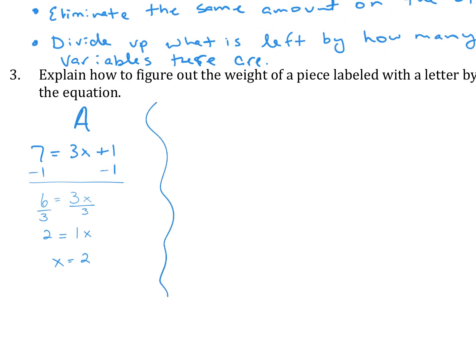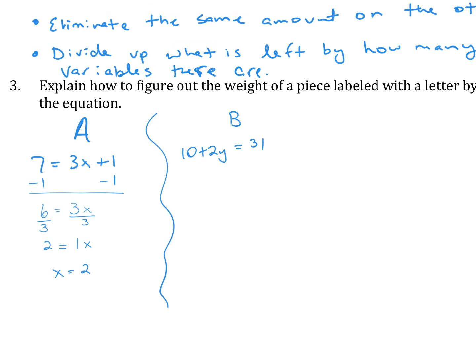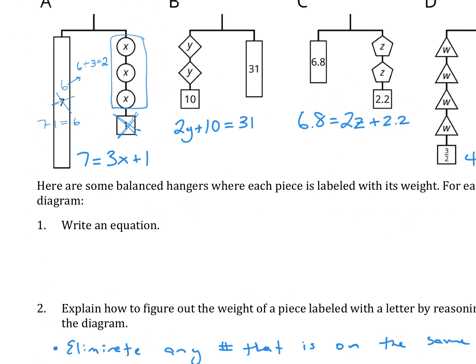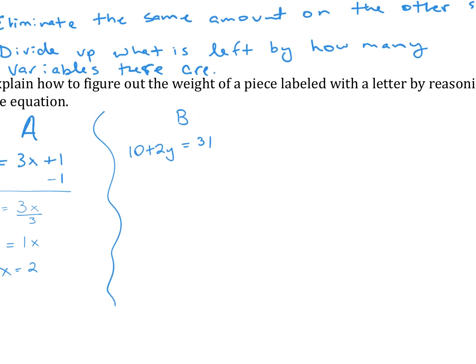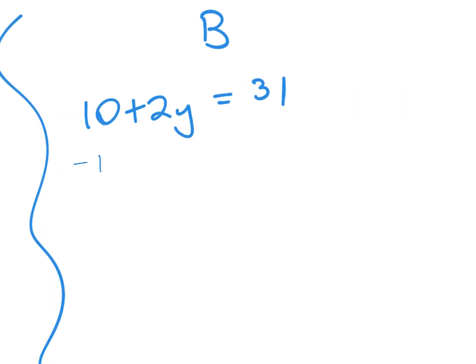Let's look at B. For B, our equation was 10 plus 2y is equal to 31. So if we look back at the hanger, remember our first step would be to eliminate the 10 so that we get the variables alone. So that's subtracting 10. But I also have to subtract 10 from 31 as well, because otherwise our hanger is not balanced. I'm left with 2y equals 21.